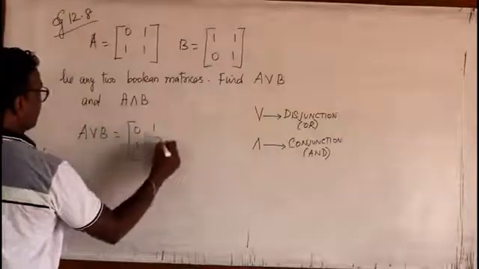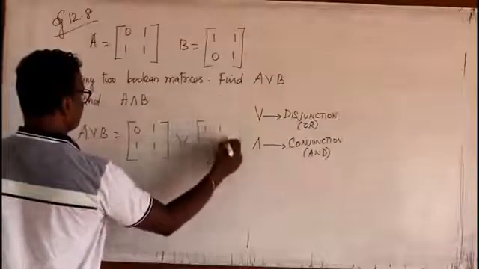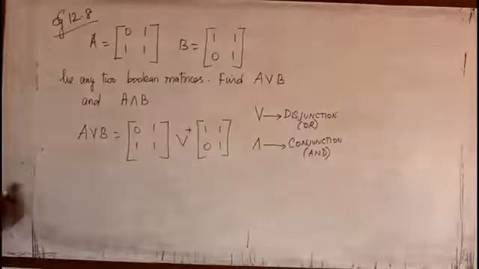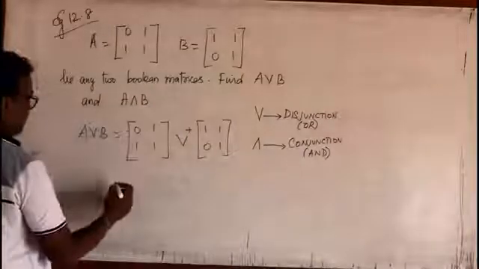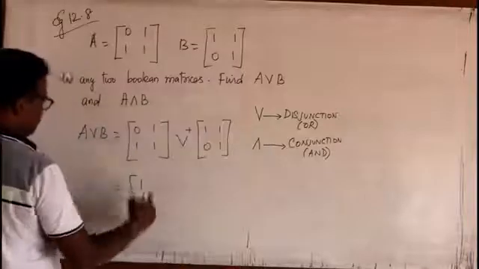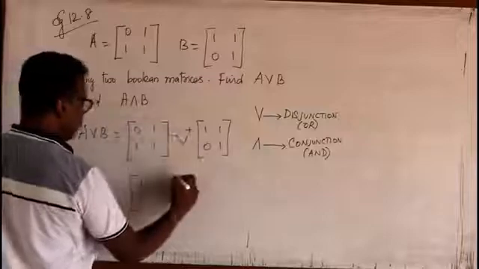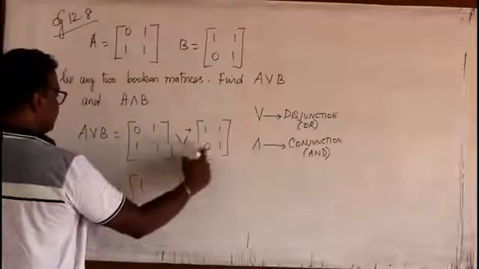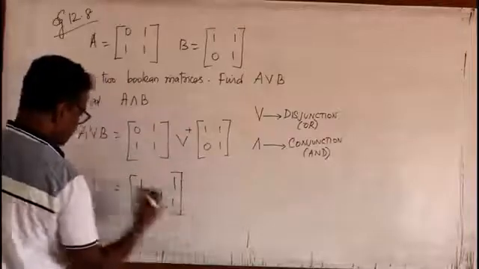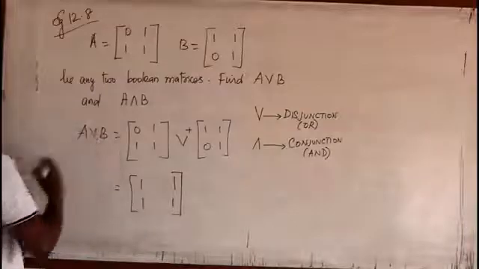0, 1, 1, 1 OR 1, 1, 0, 1. OR means plus. You can write plus also there. We know how to add, but the only thing is 0 plus 1 is 1, and 1 plus 1 is not 2. 1 plus 1 is 1. So 1 plus 0 is 1, 1 plus 1 will be 1. This is how they are, right? This is called a disjunction B.